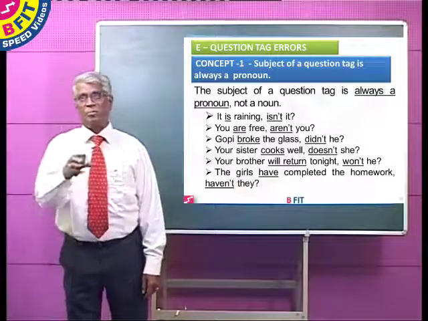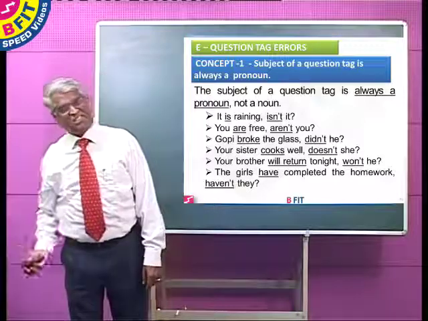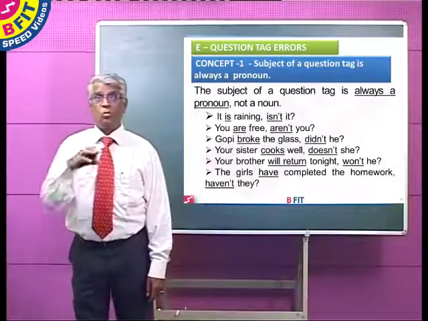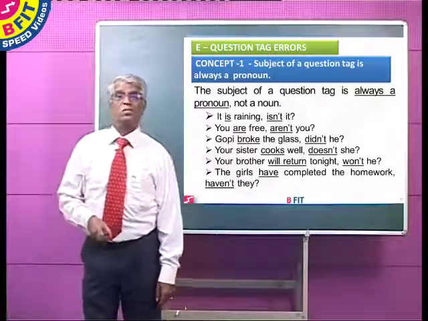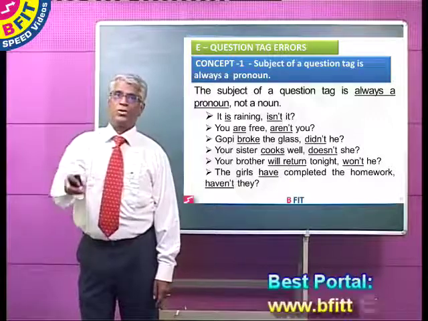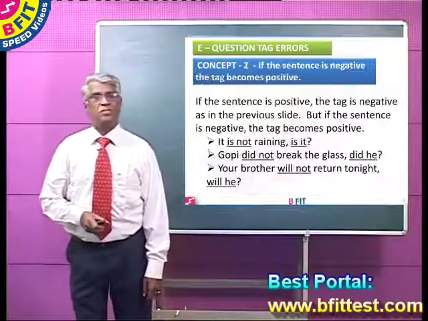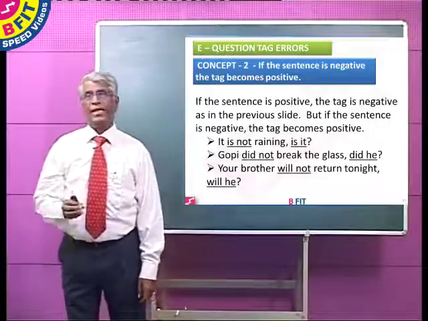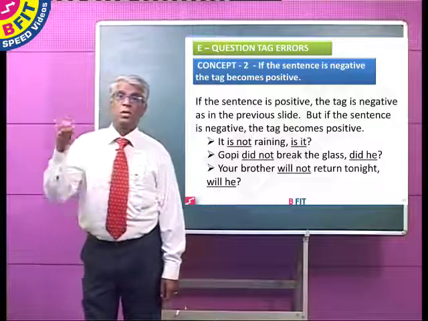Next sentence, your brother will return tonight. Will return. If it is will, it is willn't, and willn't is only won't. Your brother will return tonight, won't he? Brother is the noun. He is the pronoun. The girls have completed the homework. Now, have becomes haven't. And girls is a noun you should not use. You should use the pronoun they. The girls have completed the homework, haven't they? So, you will use the verb followed by N-T in the proper tense of the verb which is given in the sentence, and you should also use a suitable pronoun.